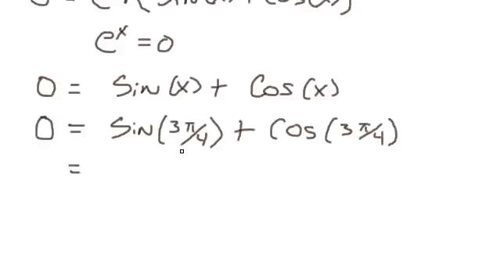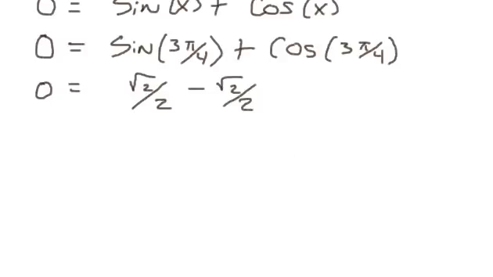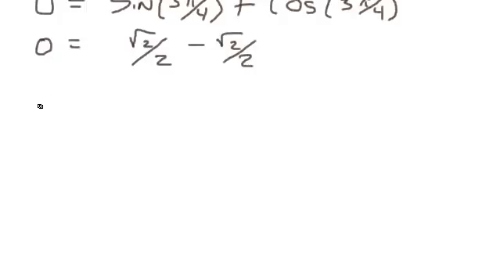This is going to end up being the square root of 2 over 2, and this is going to be minus the square root of 2 over 2, and so therefore we would get 0. So it looks like 3 pi fourths is probably going to end up being our maximum. And so what we're going to do now is plug both of our endpoints into the function again.